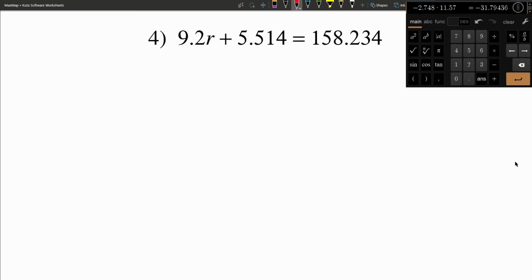For number 4, we have 9.2 times our variable r, which is what we're going to isolate, plus 5.514 equals 158.234. What's our first step? Well, 9.2 is multiplied by r, and then we're adding this next term. Let's get rid of that term. So let's subtract 5.514 from both sides.